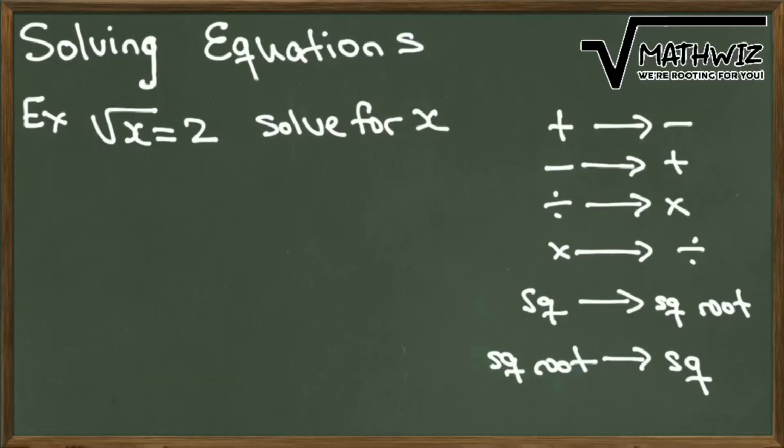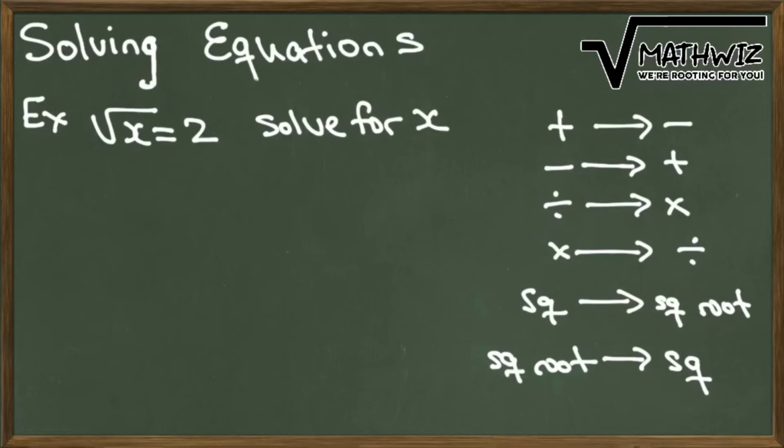Okay, so for today's example, let us say we have the square root of x is equal to 2 and we are to find x. Now we want to quickly recap the questions we would have done before, and leading up, we looked at how if something is added on one side, when you take it to the next, you subtract. If something is subtracted on one side, when you take it to the next, you add. If something is divided on one side, when you take it to the next, you multiply. If something is multiplied, when you take it to the next side, you divide.